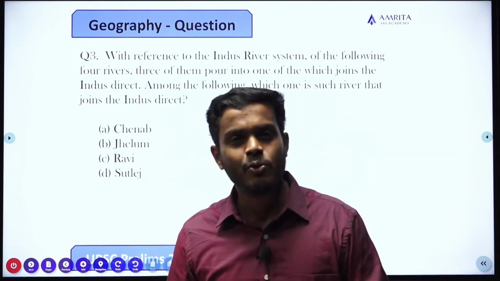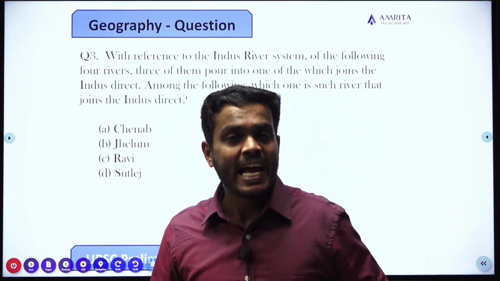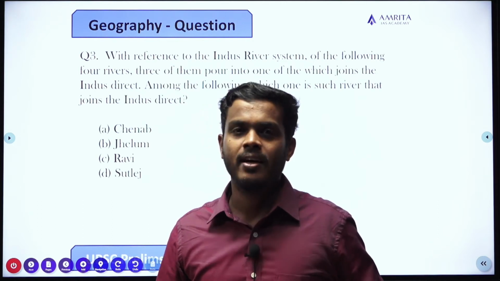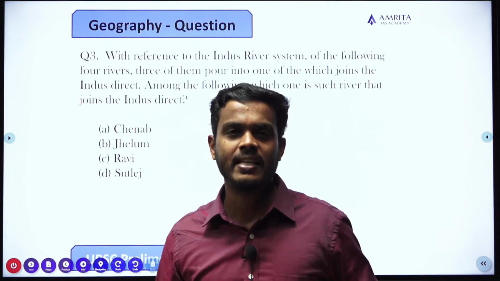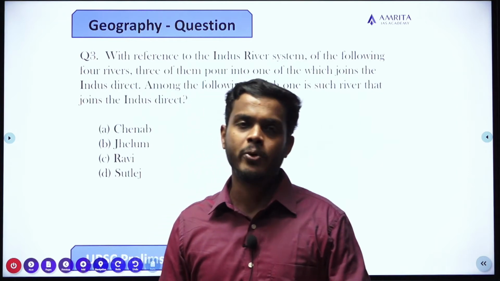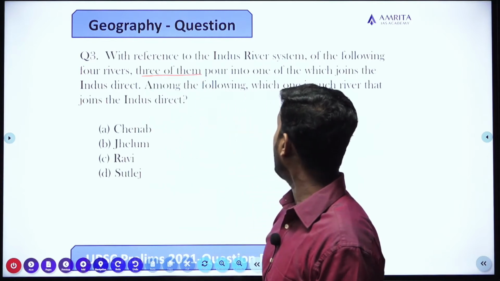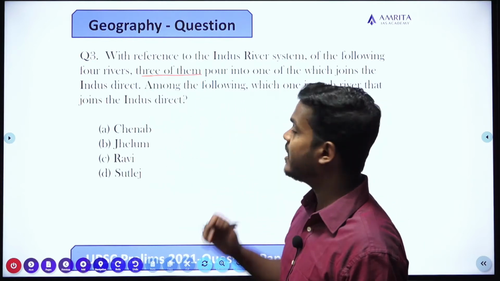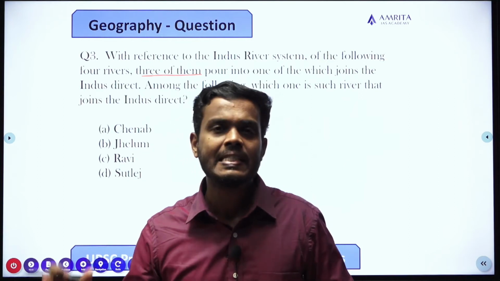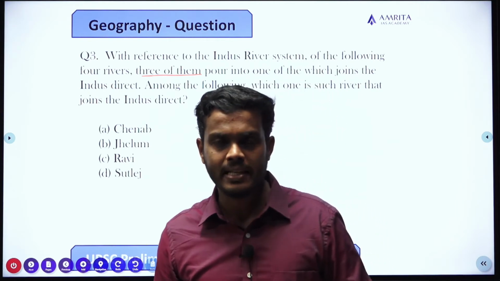Now, this is a tricky question and the answer can be tricky also. Actually, we don't know the exact answer to this particular question. Only when the UPSC key comes out can we understand which is the exact answer. In this question, they are saying that we have 4 tributaries of Indus. Out of those 4 tributaries, 3 of them pour into another river, and this particular river again joins the Indus directly.